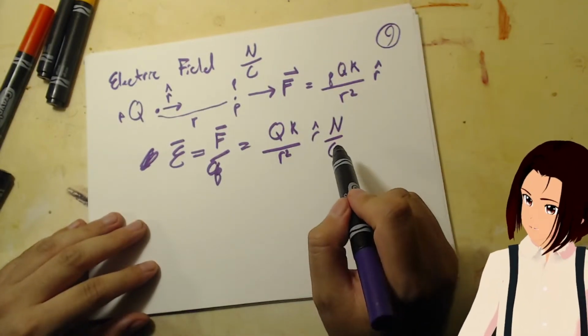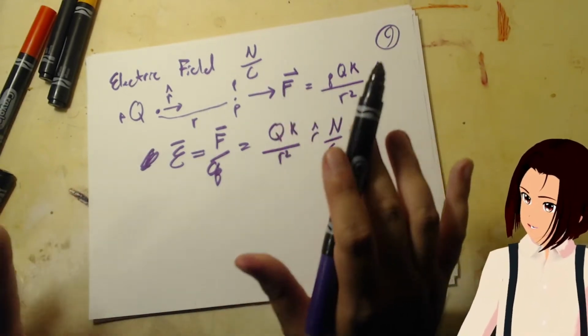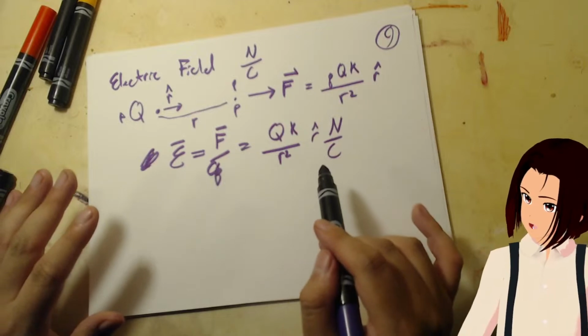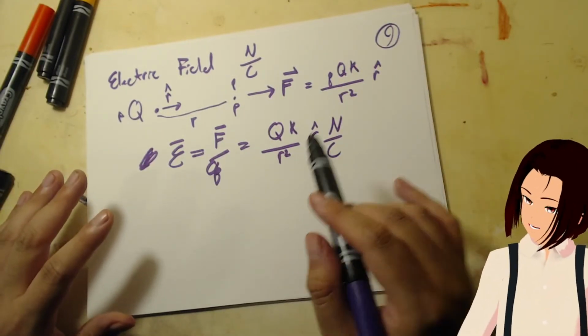I'm doing this for a reason. Newtons per coulomb, I'm doing that for a reason. We'll get to the volts per meter later, but I'm doing this for a reason. All right? So don't get angry at me. If you want to get angry at me, go somewhere else.